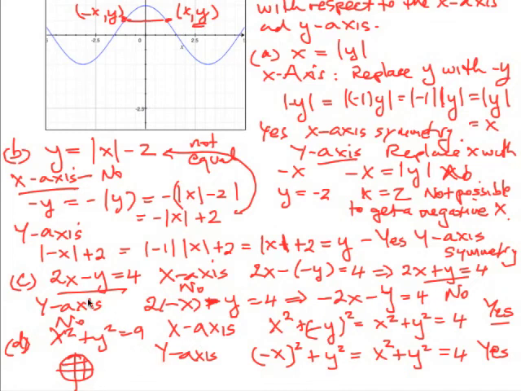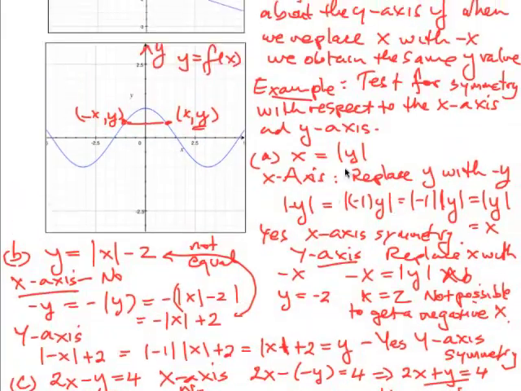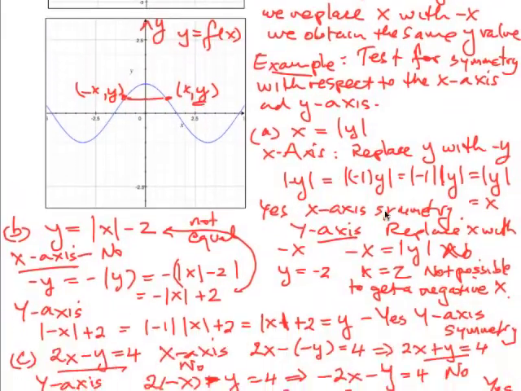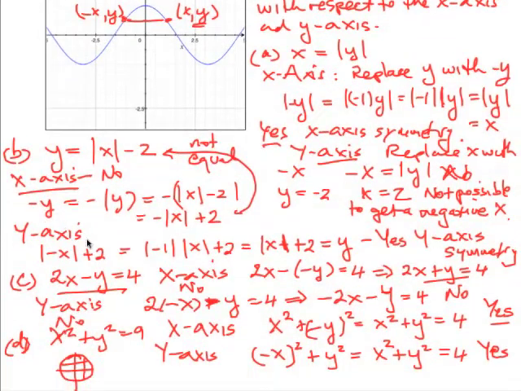Here's one that has none. Here's one that has y-axis symmetry, and here's one that has, what did we have here? So this one was not equal for B. On this one up here, this one was x-axis symmetry. So x-axis, all right, y-axis symmetry. This one has none, or what we say is neither. And in this one we have both x-axis and y-axis symmetry.